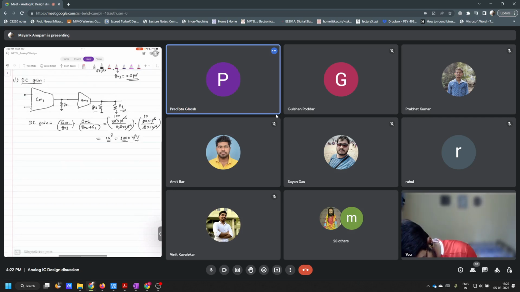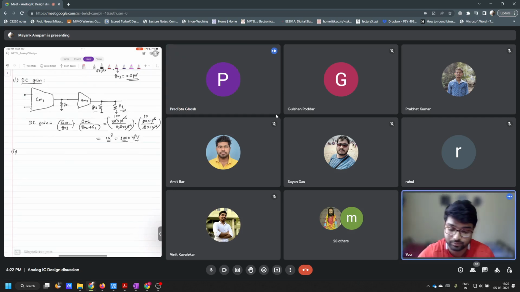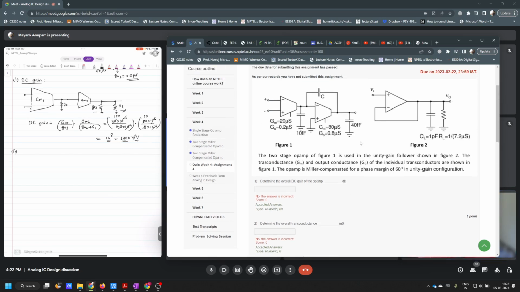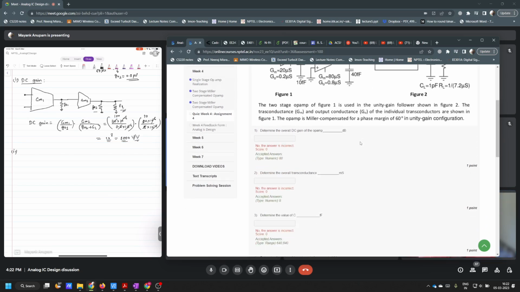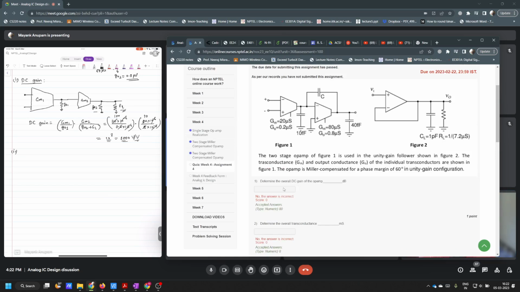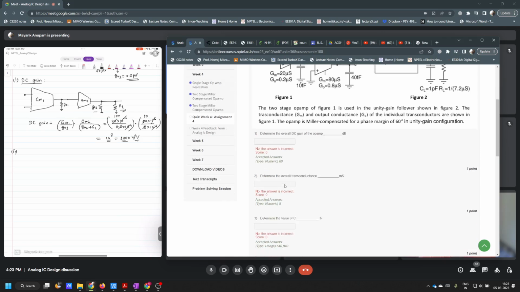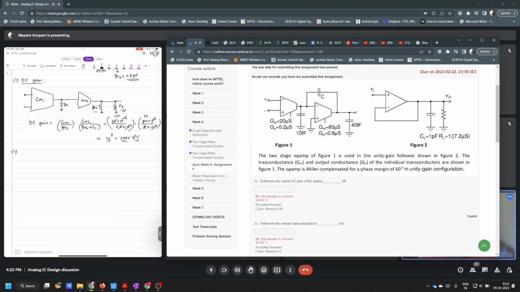Now let's move on to the second question. What is the second question? The answer is given as 80 dB. It should be 60 dB. Actually, sir, the question was the overall gain of the op amp. I mean DC gain, we are calculating the overall DC gain of the op amp, the overall circuit gain. Yeah, so that's a problem, right? You'll have to ignore RL in that case. Actually, sir, that's a confusion.